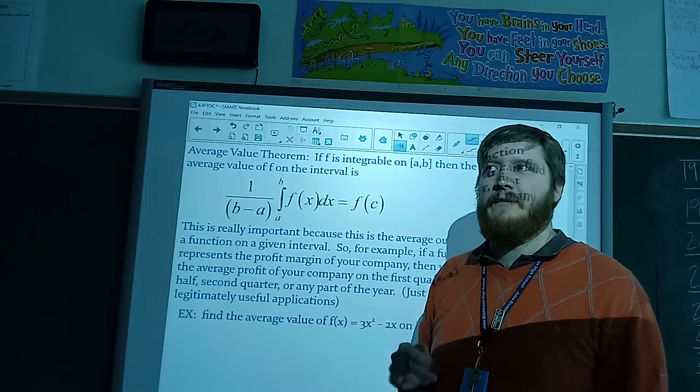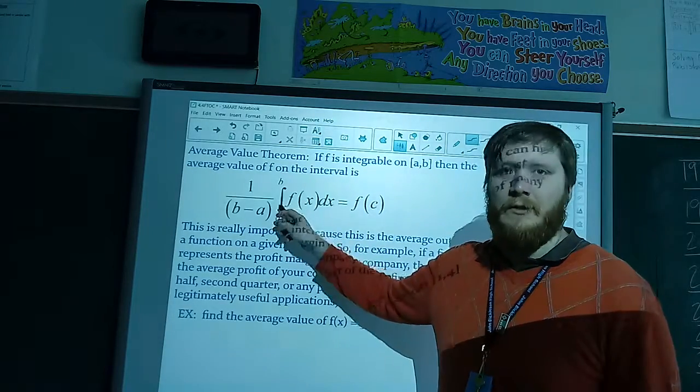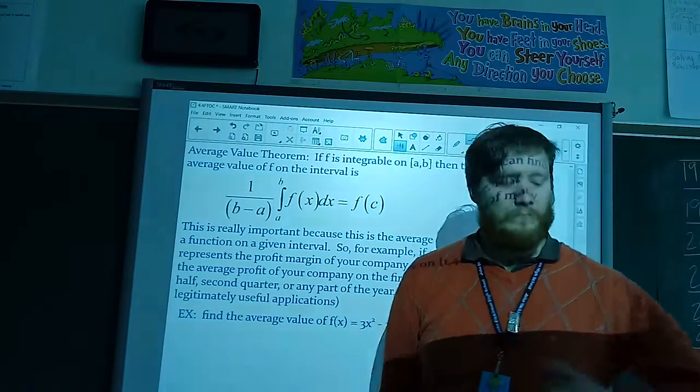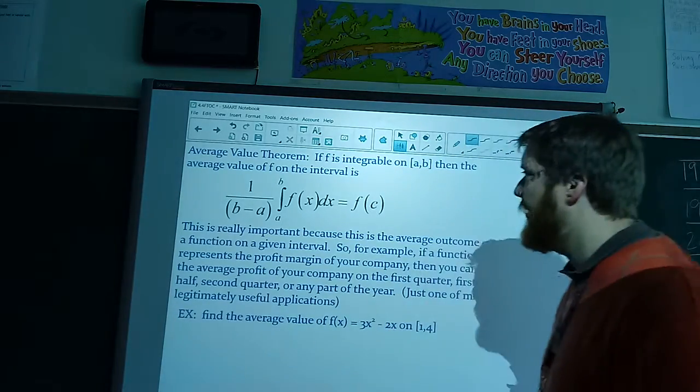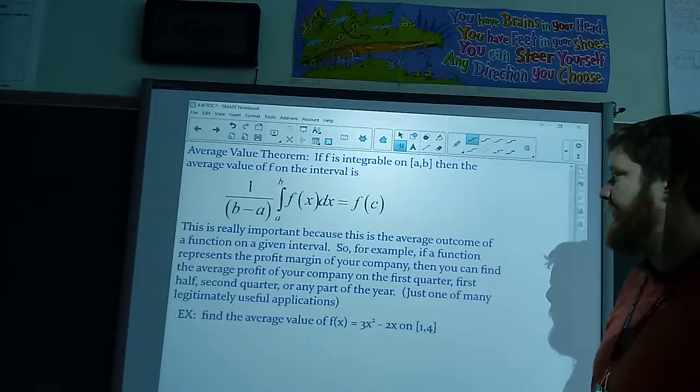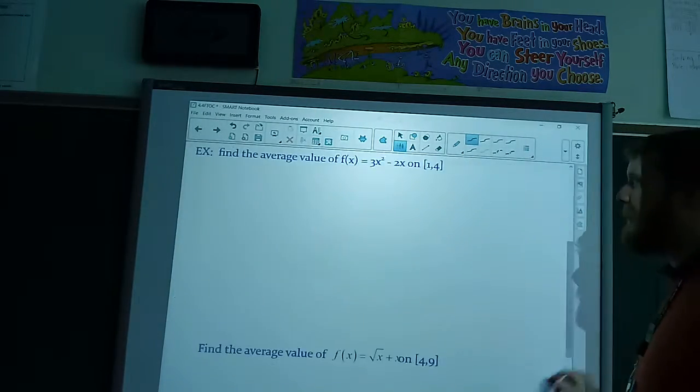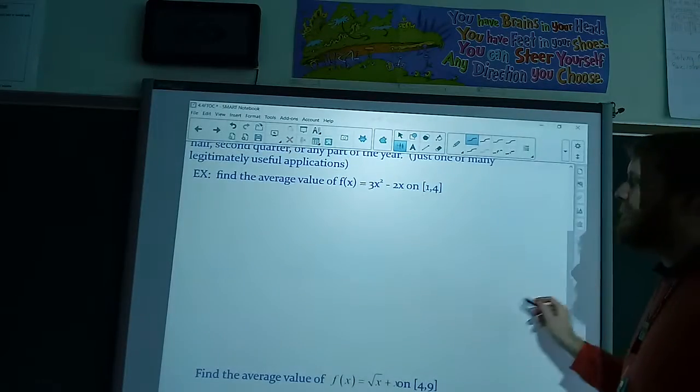I may have said do the derivative a second ago. This is called an integral. You just do the integral, divide by b minus a. So this is really important because this, you can read it. So if we want to find the average value of this, I'm not going to do the work, I'm just going to do the setup.